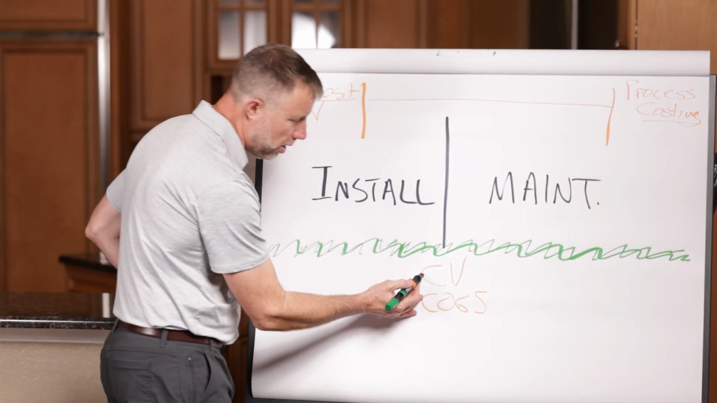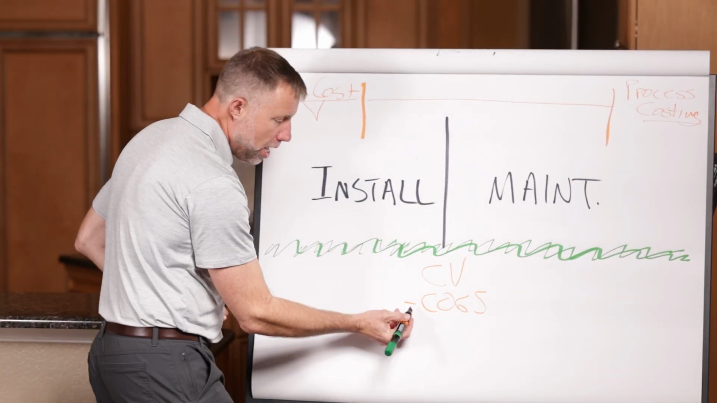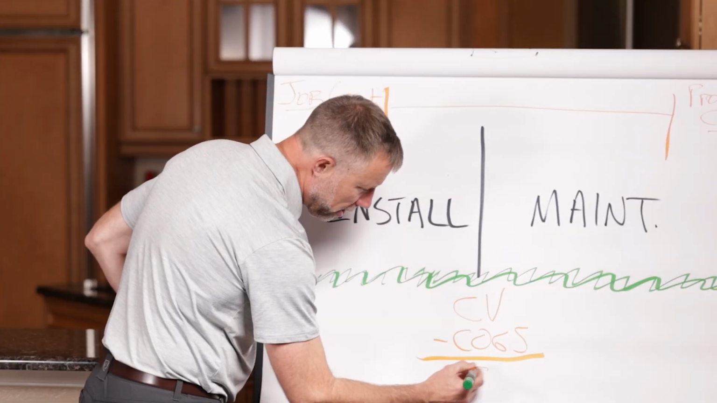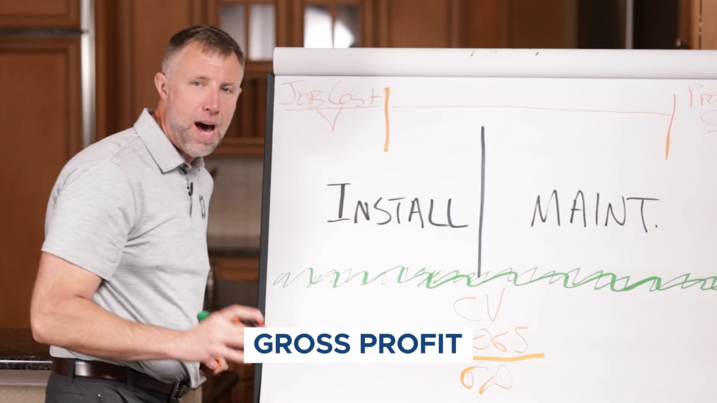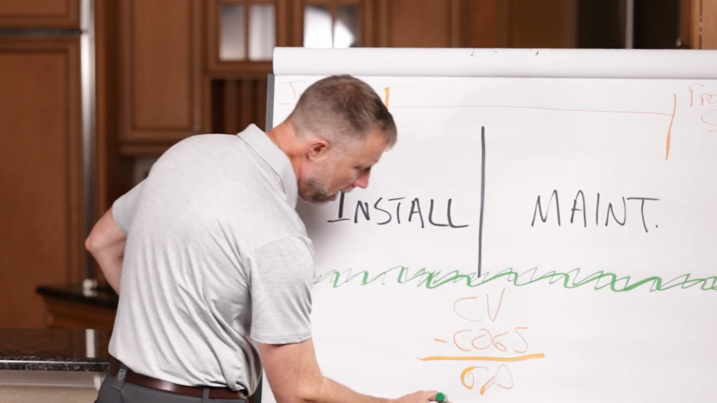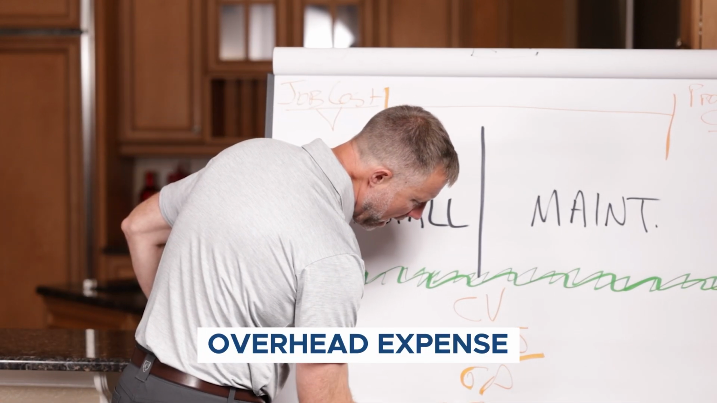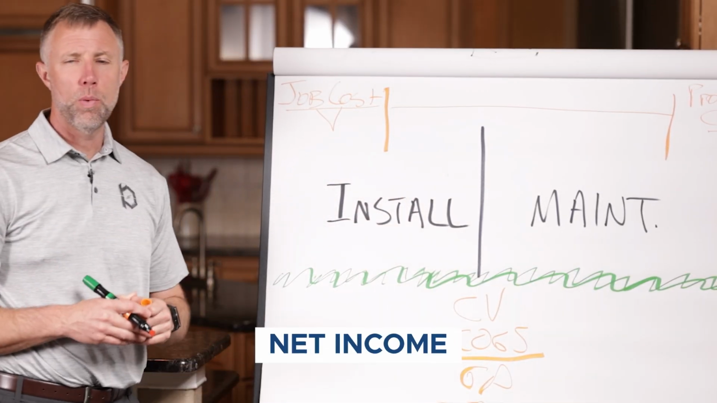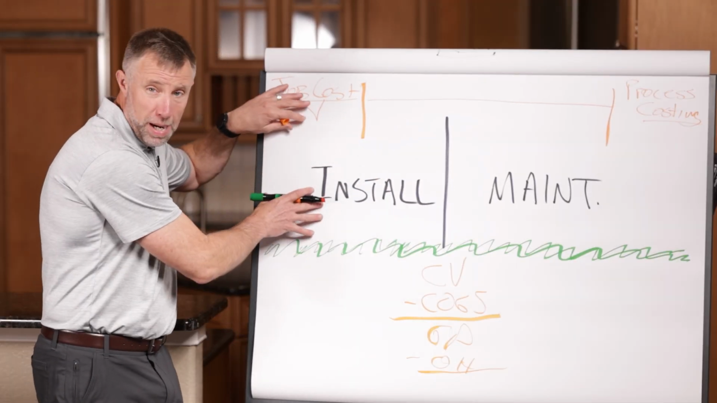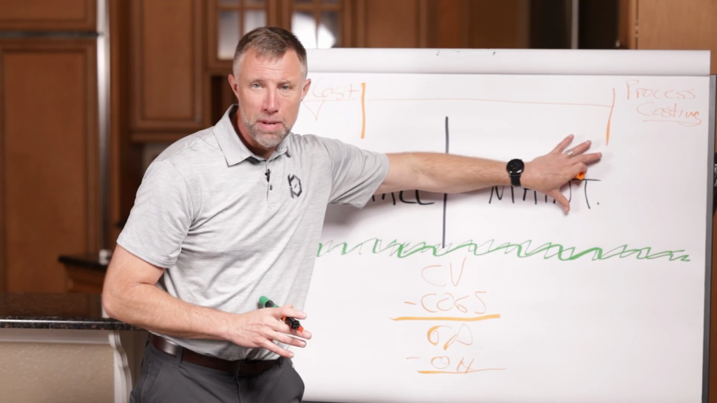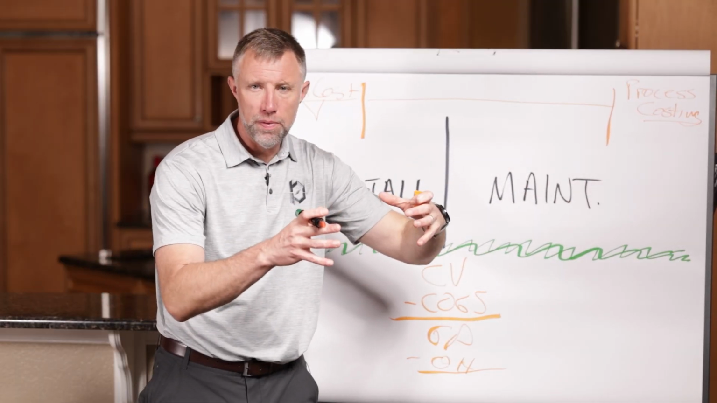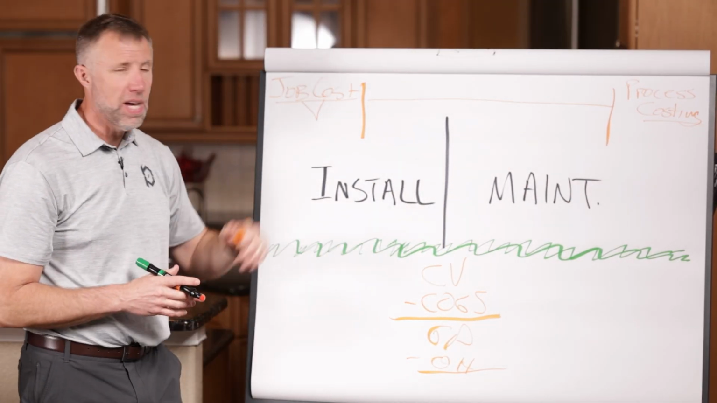And so we take our contract value, either maintenance or install, subtract our cost of goods. That's going to give us our gross profit. Now, we still have things coming out of there because we're going to take out our overhead expense, and that should get us close to our net income and what that looks like. But this is job by job. This is collection by collection, groupings of properties or whatever it is that you've got in this collection.